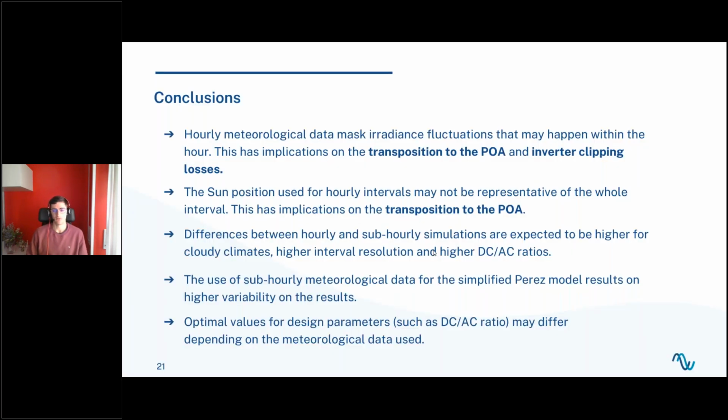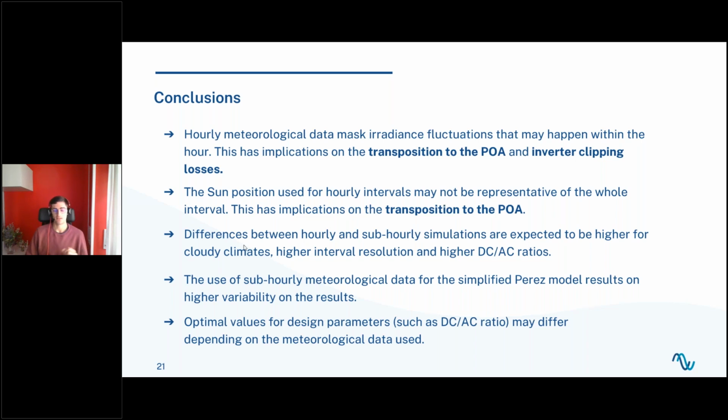So as conclusions from this talk, we can say that hourly meteorological data mask irradiance fluctuations that may happen within 1 hour. This will have implications on the transposition to the plane of array for both components, the beam and the diffuse components, and also on the inverter clipping losses. Then also that the sun position which is used for hourly intervals may not be representative of the whole interval, as we are just considering the center of the intervals. And this has implications on the transposition to the plane of array.